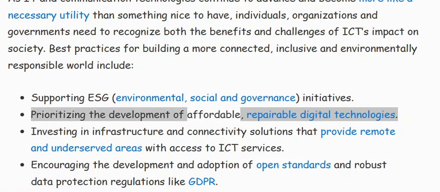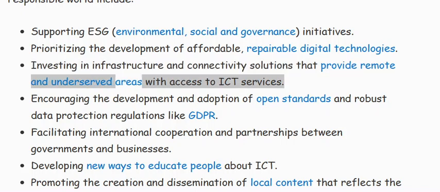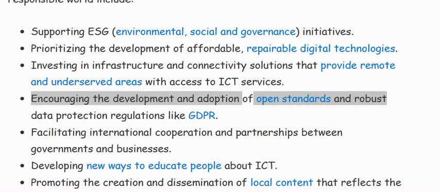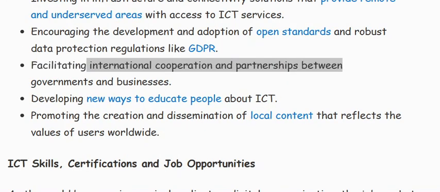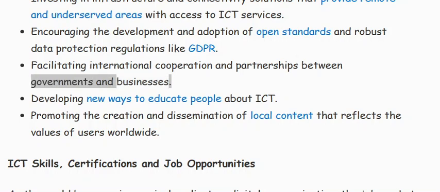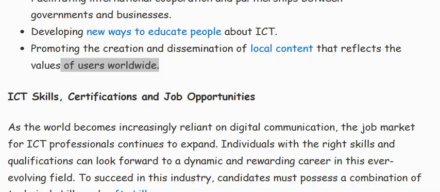prioritizing the development of affordable, repairable digital technologies, investing in infrastructure and connectivity solutions that provide remote and underserved areas with access to ICT services, encouraging the development and adoption of open standards and robust data protection regulations like GDPR, facilitating international cooperation and partnerships between governments and businesses, developing new ways to educate people about ICT, promoting the creation and dissemination of local content that reflects the values of users worldwide.